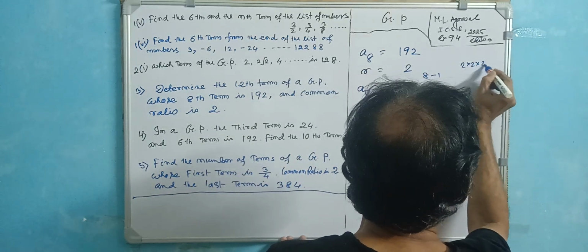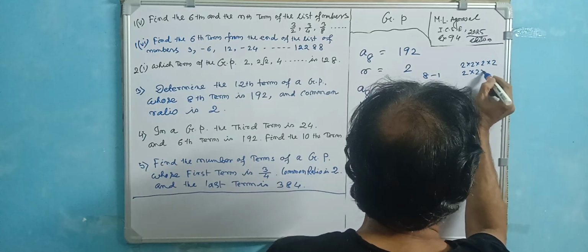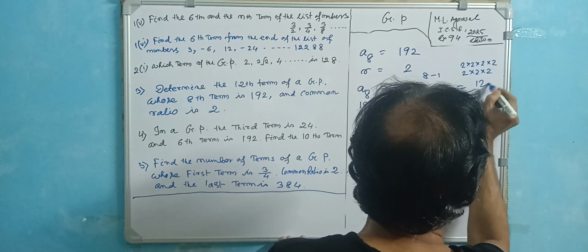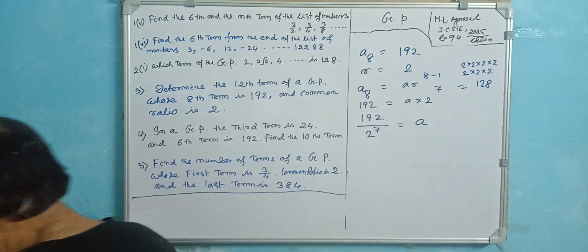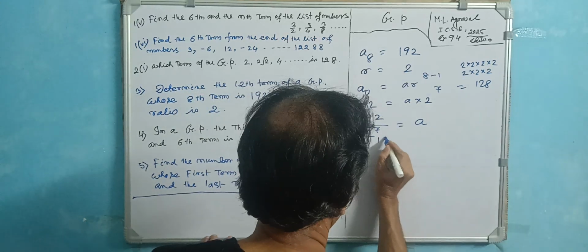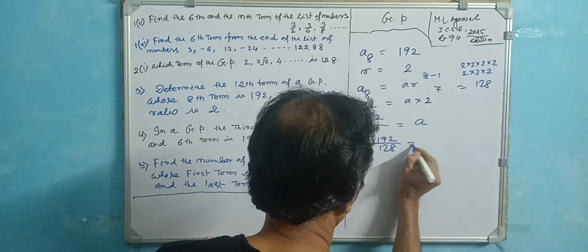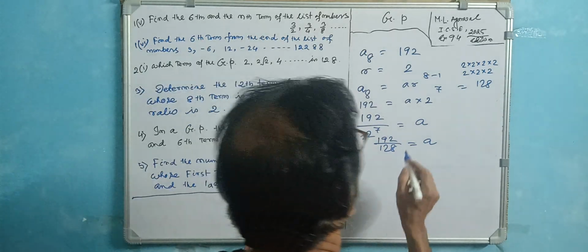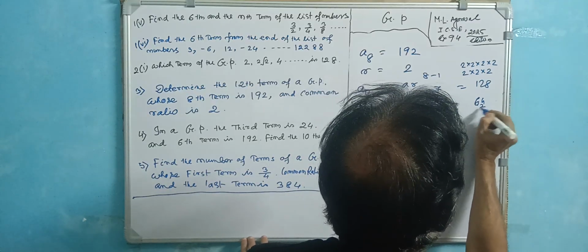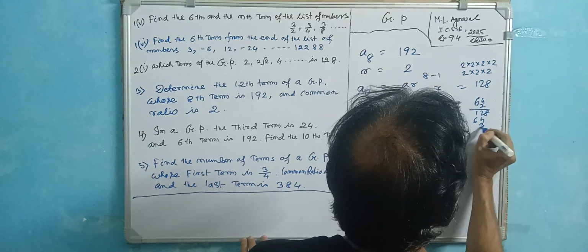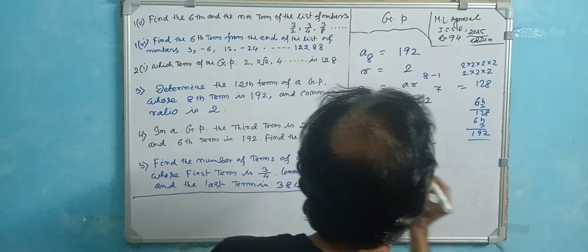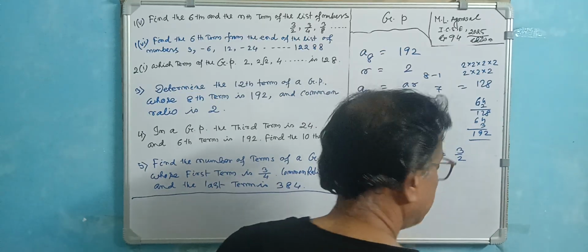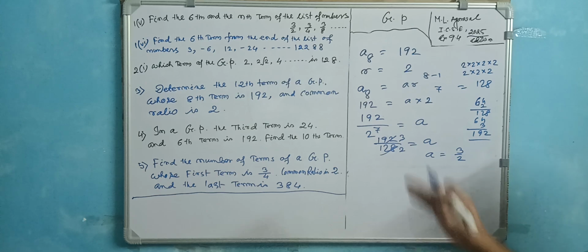2 into 2 into 2 into 2, that is only calculation: 2, 4, 8, 16, 32, 64, 128. So A is 192 by 128. It is cut by 64: 64 into 2 is 128, 64 into 3 is 192. So this is actually 3 by 2. So the value of A is 3 by 2. First you find the value of A.